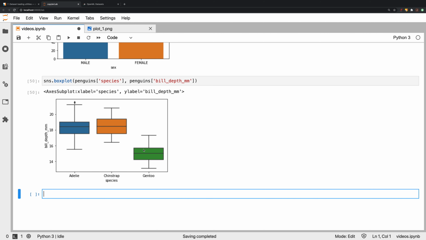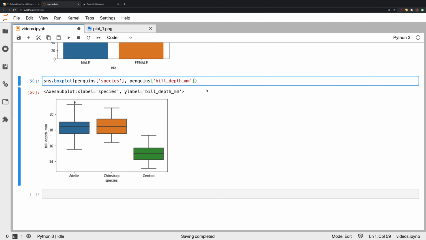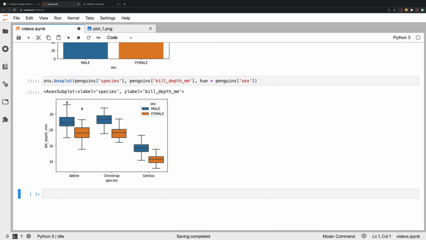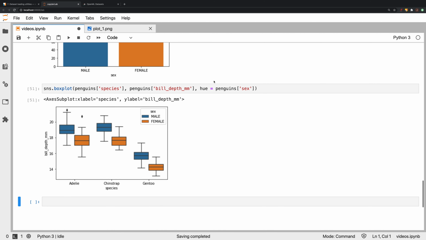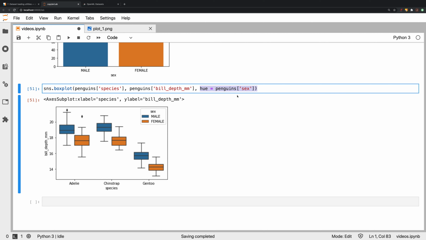And if we wanted to get an even finer grain understanding of this, maybe each of these also had both male and female penguins in them, right? So we can also split these into an additional category with the hue argument. So if I ask this to split things based on hue equal penguins sex, now it broke each of those into a male and female group here. So this will be something that we'll see in just about every Seaborn plot, is that you can add a category to split the plot on.